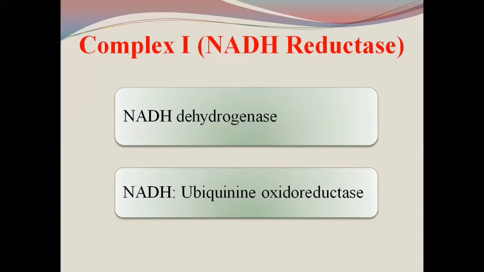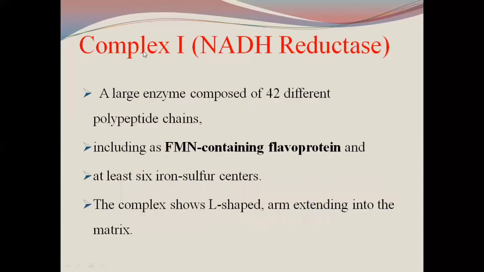So what is the structural organization of complex 1? Complex 1 is a protein in nature, an enzyme. It is made up of 42 different polypeptide chains that combine together to make up complex 1. Complex 1 contains flavin mononucleotide, so a flavin-containing protein, a flavoprotein, is present inside complex 1. The main component of the structure of complex 1 is the FMN.